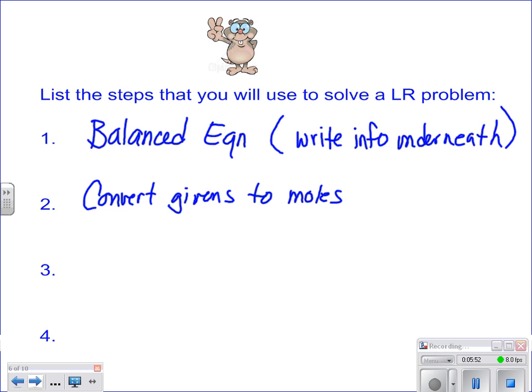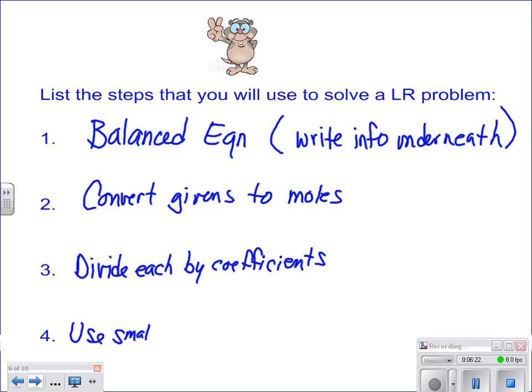So when we just did those examples with the sandwich and stuff, what did we do with that number to be able to figure out which one we ran out of first? Divide each by coefficients. And then finally, what we're going to do is find out which one's smaller, and we're going to use the smaller as the limiting reactant in our stoichiometric problem.